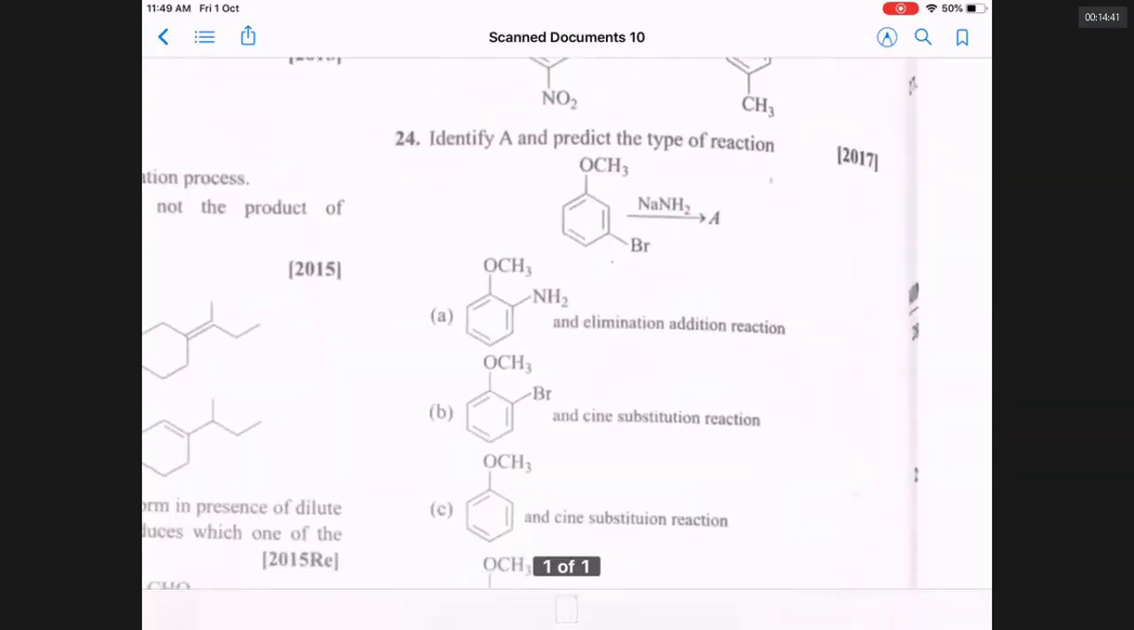Identify A and predict the type of reaction. This type of reaction of an ether which has a 3-bromo derivative on an NaNH2 is called benzyne mechanism. What is that called, sir? Benzyne mechanism.